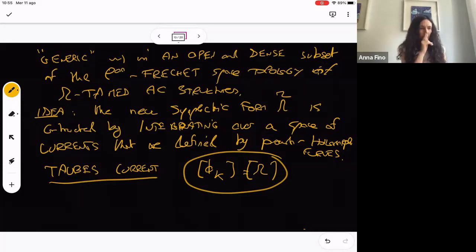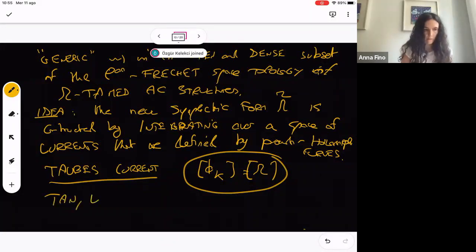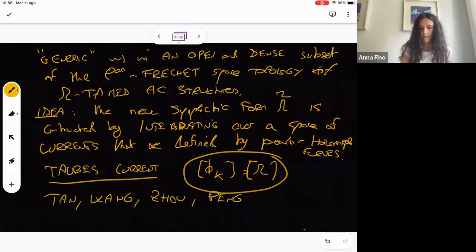There is a recent preprint, now it's 2 years on the arXiv, by Tan, Wang, Su, who mentioned that, and Peng. It's still a preprint where they claim that they removed the assumption generic. So they worked a little bit more and it's correct, but it's still a preprint. So I don't know if it's correct or not. Maybe it's correct.